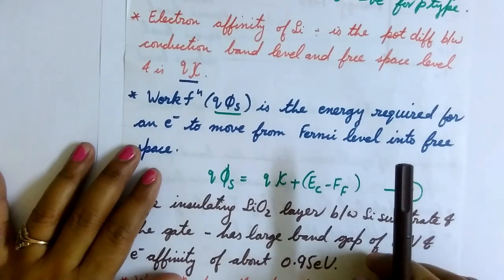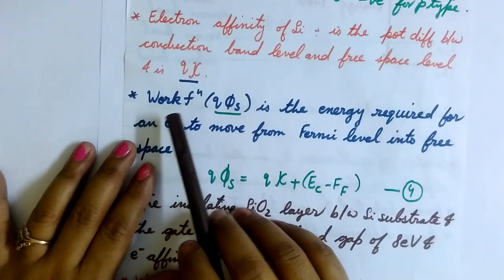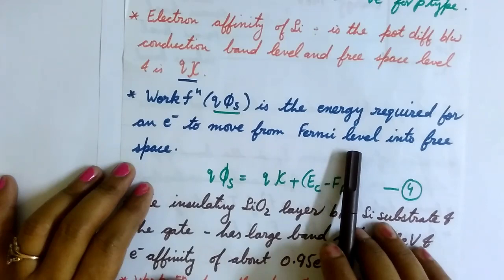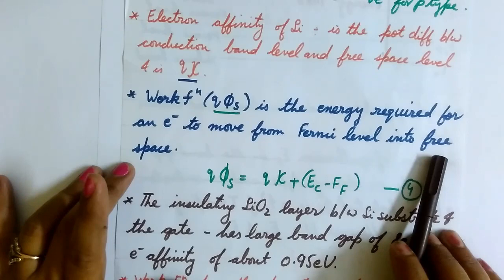Now I also talked about work function, that is q into phi s. Sorry, I haven't talked about it, now we'll discuss it here. This work function is q into phi s, and it is actually the energy required for an electron to move from the Fermi level to the free space. So depending upon the doping, it will be seen where the equilibrium Fermi level is, and from that level the energy required for the electron to move to the free space is actually the work function.